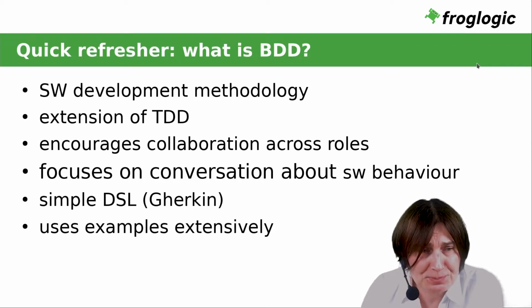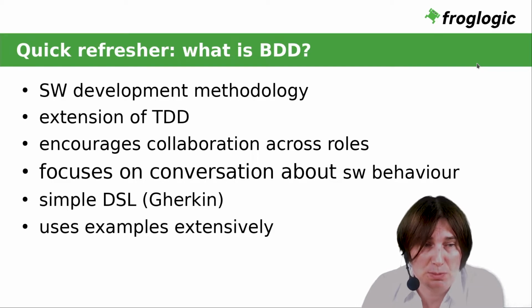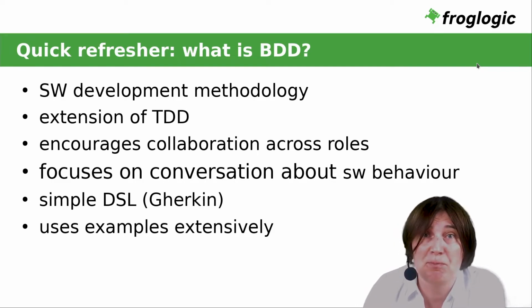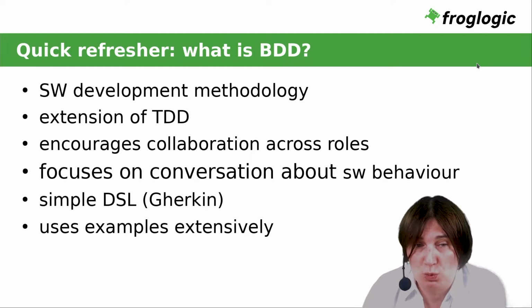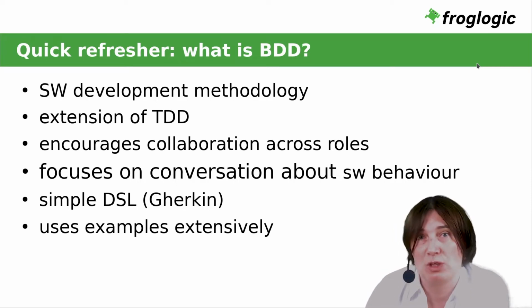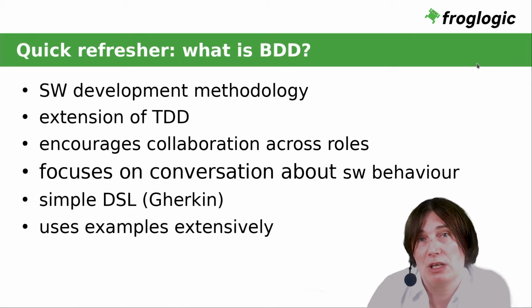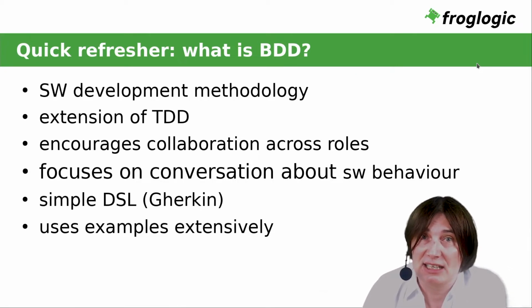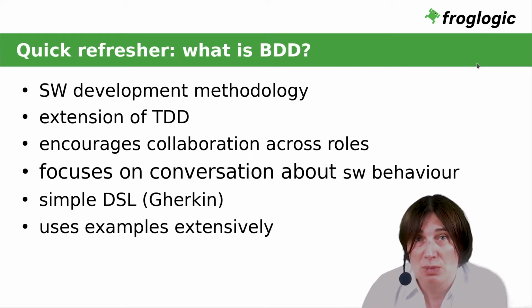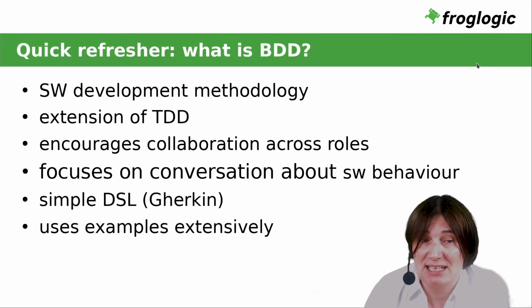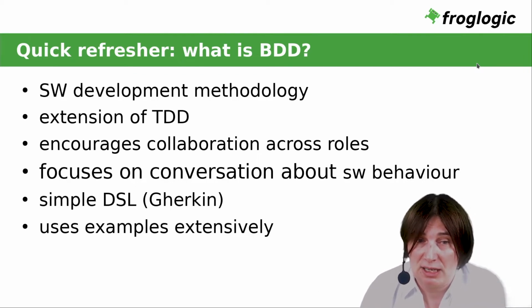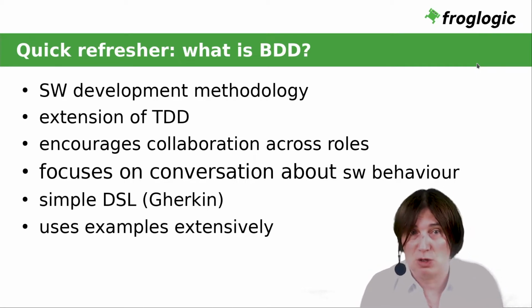And to do that, behavior-driven development uses a simple domain-specific language. It's called Gherkin, and it's very similar to natural language, to English, with some set of rules and set of keywords. We will see a few examples of that later, but you can see that everybody can read such a specification and everybody can understand and contribute to it. And to further build on that, behavior-driven development uses examples extensively that help us clarify the requirements and to communicate them across the board.